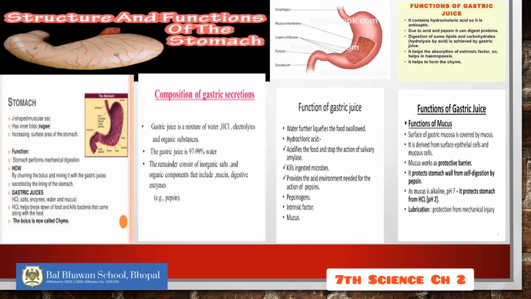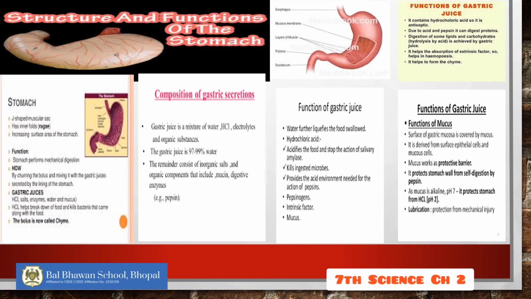Then let us discuss what the function of this mucus is. Mucus forms a protective barrier. Because of the high acidity, that is the hydrochloric acid present in the stomach, there is a possibility that the acidity can burn the wall of the stomach. So this mucus forms a protective layer and protects the stomach from self-digestion by pepsin. It also protects the stomach from any mechanical injury as it provides lubrication to the walls of the stomach.